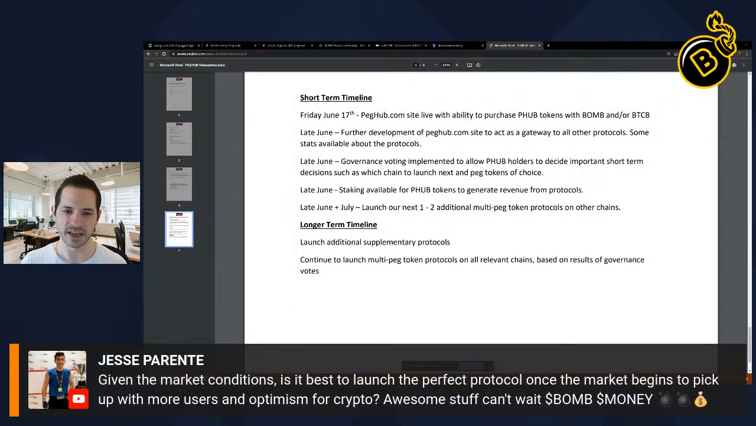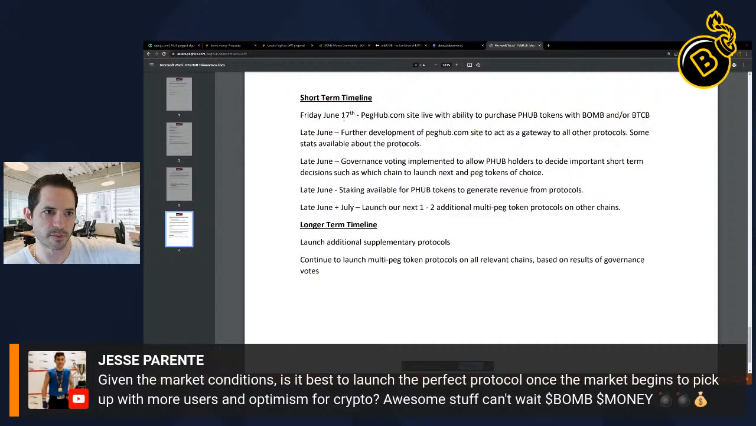So I'm just going to keep doing questions now for a bit. Given the market conditions, is it best to launch the perfect protocol once the market begins to pick up with more users and optimism for crypto? Awesome stuff. Can't wait for BOMB money. Yeah, I mean, that's a difficult one, right? We don't want to just leave everybody out to dry and have their investments all go to zero, right? So I feel in DeFi, you can build value regardless of what the market's doing, right?